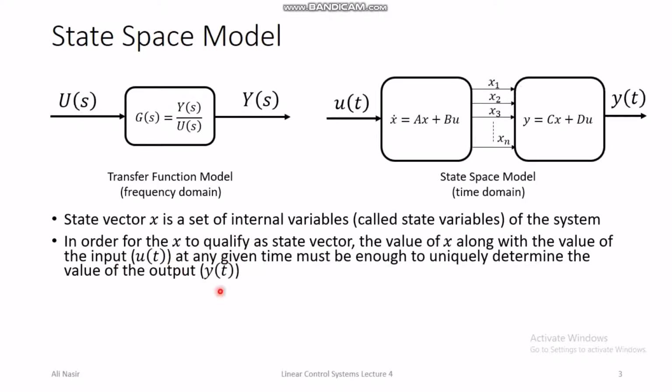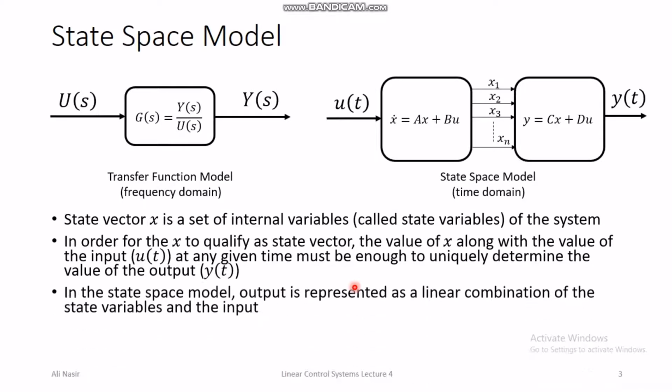State variables are the set of variables such that, since every variable provides some information about the system, if the values of the variables combined with the value of the input are enough to uniquely determine the output, then that bunch of variables can be qualified as state variables. If the state variable information is not enough to uniquely determine the output when combined with the information of the input, then it does not qualify as a set of state variables.